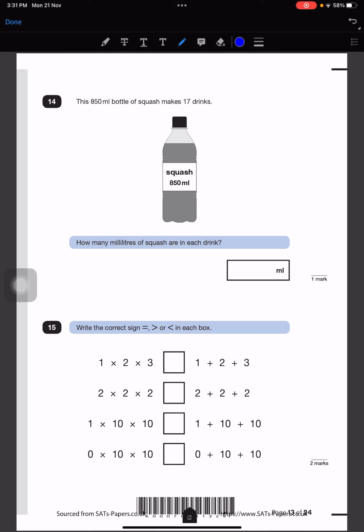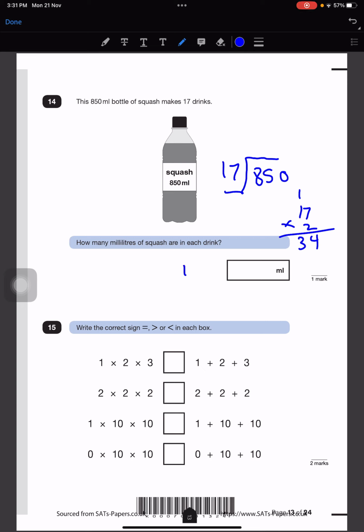How many milliliters of squash are in each drink? So what we'll do is we're going to have to divide right here. 17 and this 850 will be in here. Okay, so what we'll do is we'll have to write the table. So let's try 17 times 2. So this will be 14. One will go up there. This will be 2, 2, and then 3. So it's not 34.